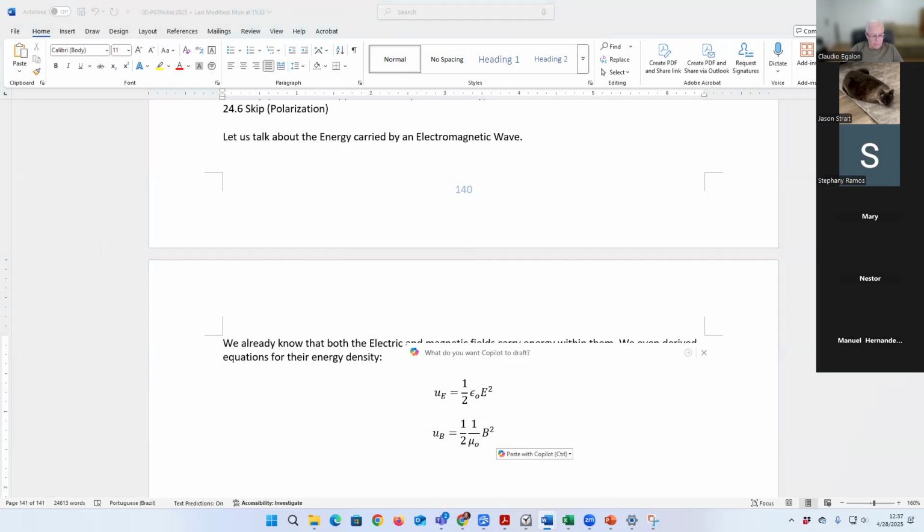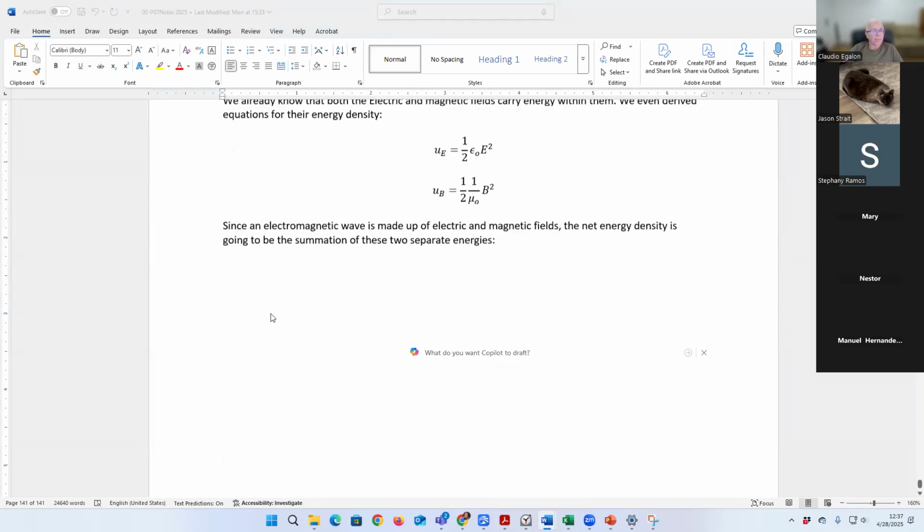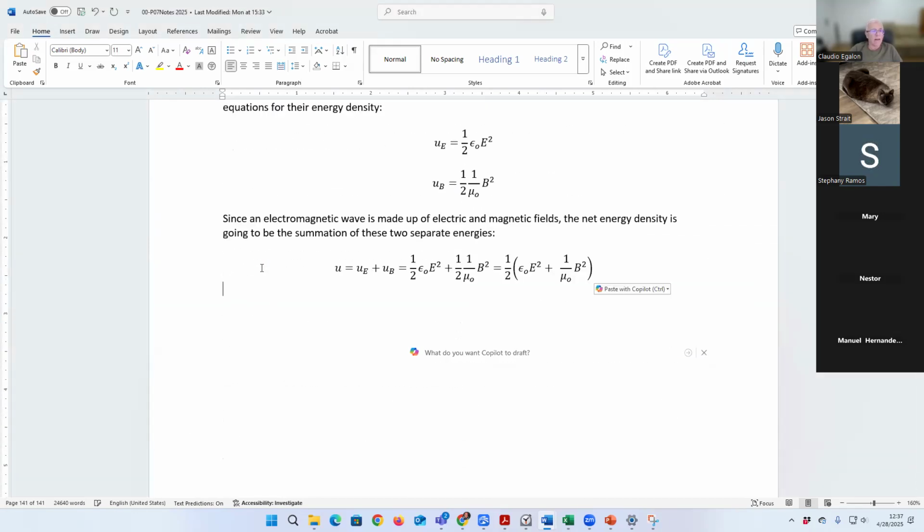So, since an electromagnetic wave is made up of electromagnetic fields, the net energy density must be the summation of those two separate energies. Make sense? Right? So here you go. Like that. Electromagnetic density. We can write it down, those two, and then there's more.